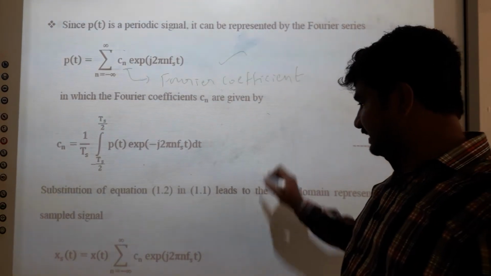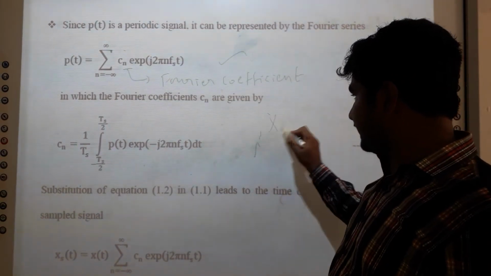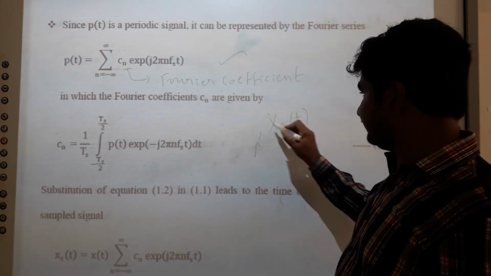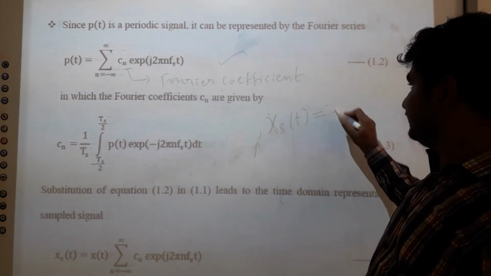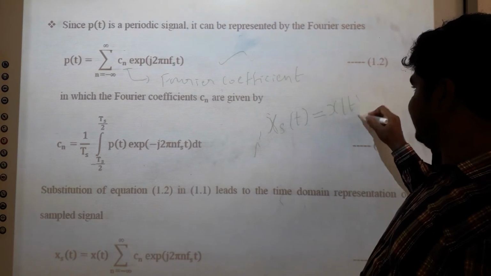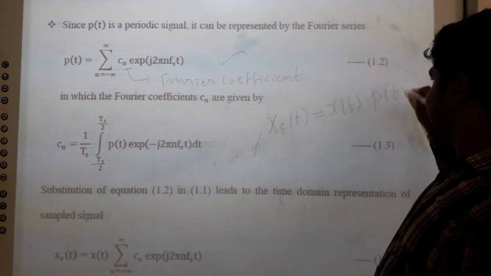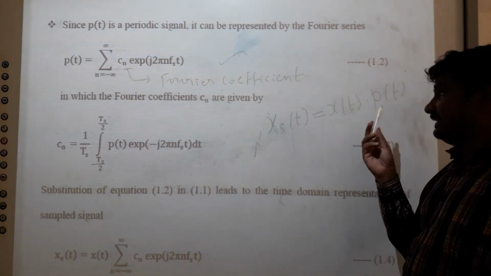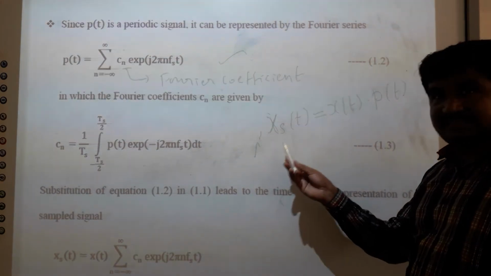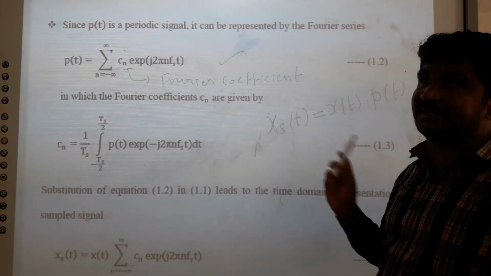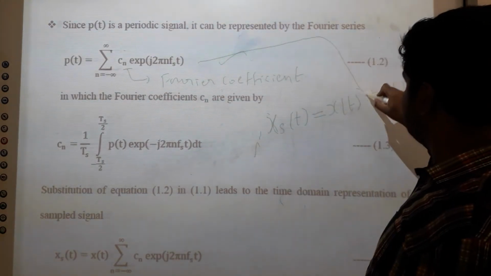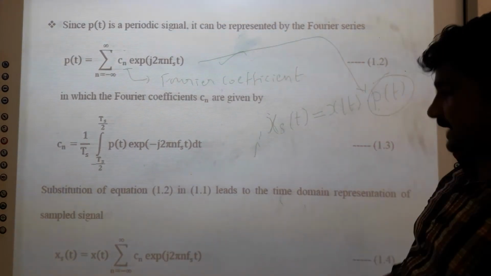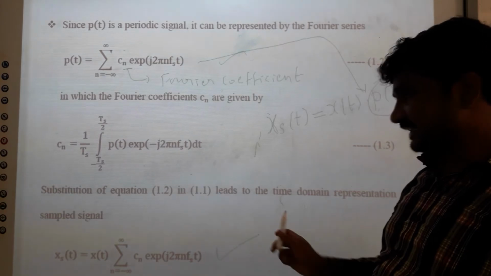We know that xs of t, that is the sampled signal, xs of t is x of t into P of t. Here P of t is the sampling signal, xs of t is the sampled signal. So if you substitute this expression in this P of t place, you will get this expression.